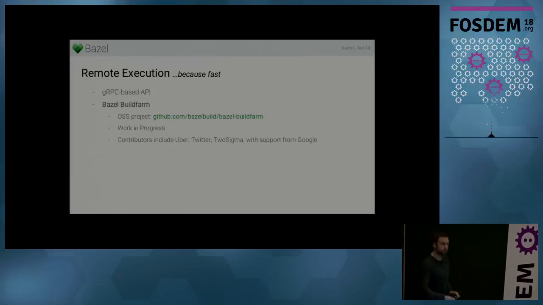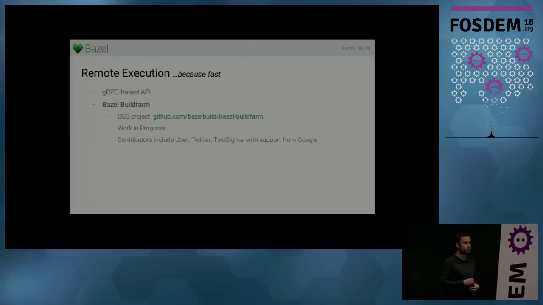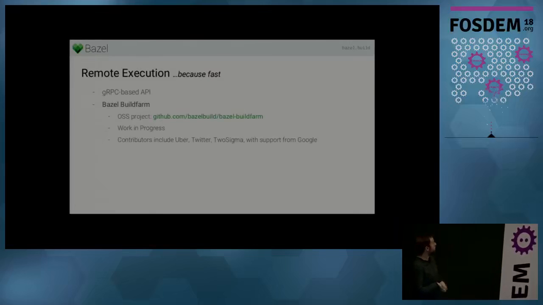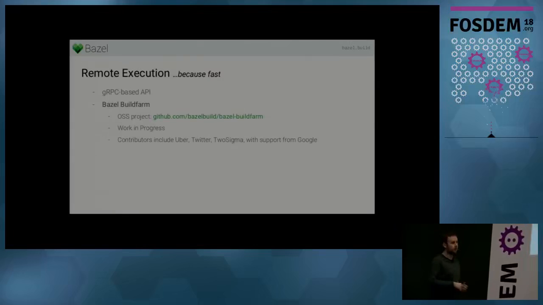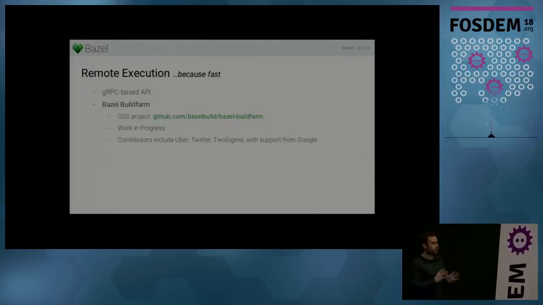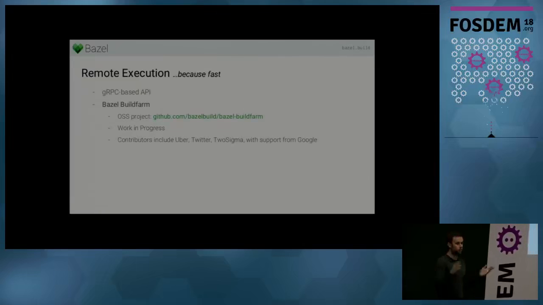And so remote execution is a bit more complex than remote caching. It does not just use HTTP, but it uses a gRPC-based API that we developed and open sourced. And we also built an open source remote execution system that you can take today and run and try out and give us feedback. So we are developing it in collaboration with Uber and Twitter. And it's still work in progress. So for example, cross-compilation support is not there yet, but we are working on it.